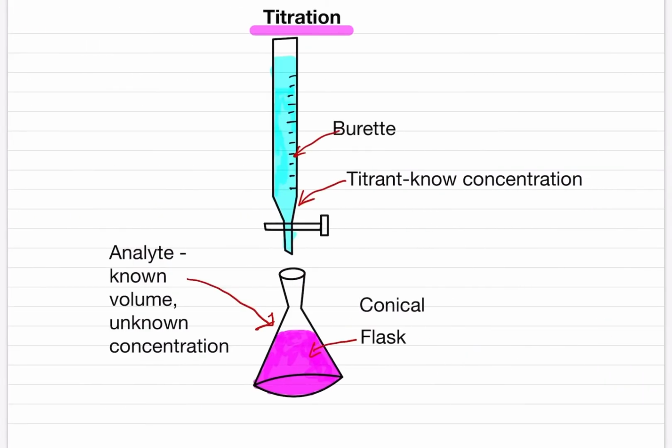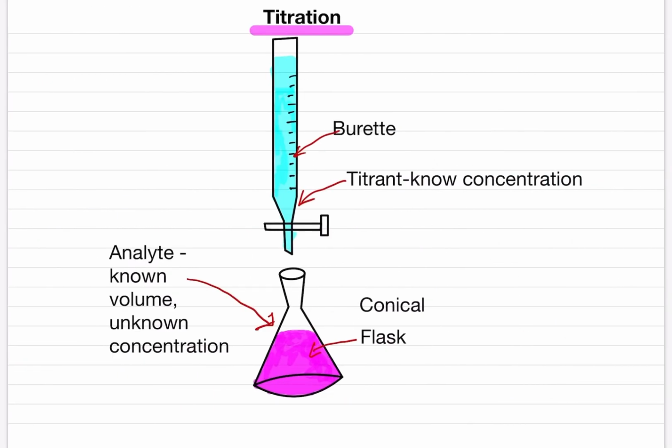Now, a procedure called titration is used to determine the amount of substance present in a solution of unknown concentration. There are several different kinds of titration. One of the most common ones involves neutralization of an alkali by an acid. Usually we call it acid-base titration.